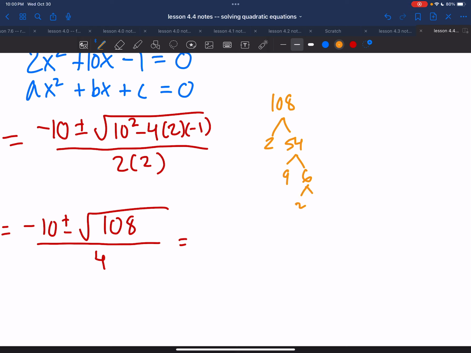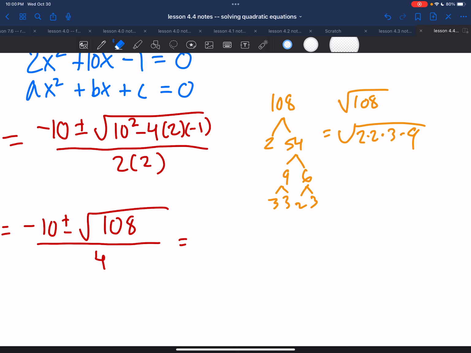And 6 is 2 times 3. So you could say that 108 could be split into 2 times 2 times 3 times 9, right? Or, if you really want to make the 9 2 3s, okay? Sure, why not? Doesn't matter.